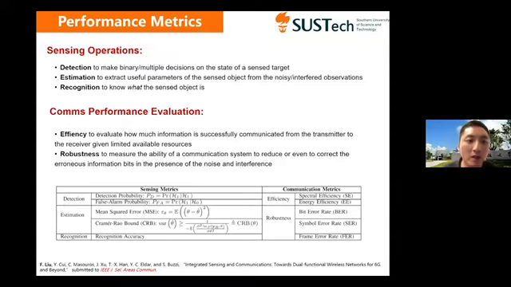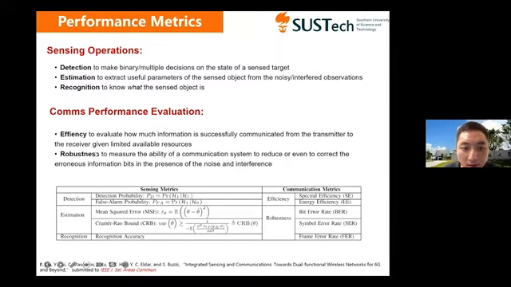And from the communication perspective, we usually evaluate communication performance from two perspectives. One is efficiency, another is robustness. Efficiency evaluates how much information is successfully communicated from the transmitter to the receiver, given limited available resources. In the efficiency aspect, we can have spectral efficiency or energy efficiency as two typical metrics.